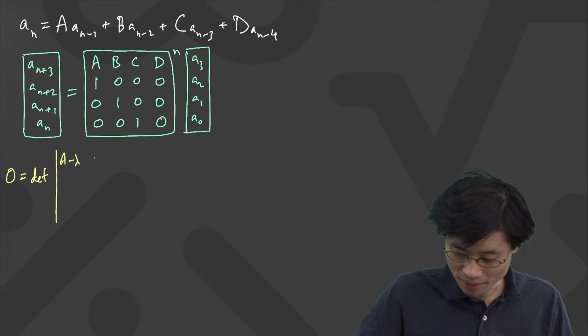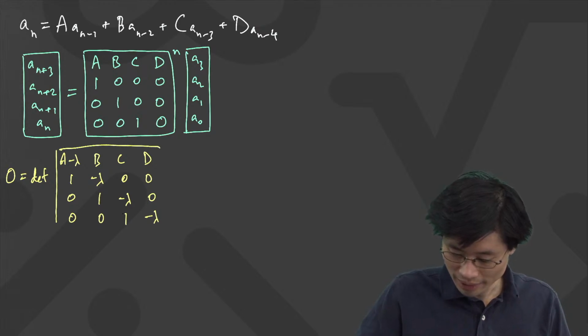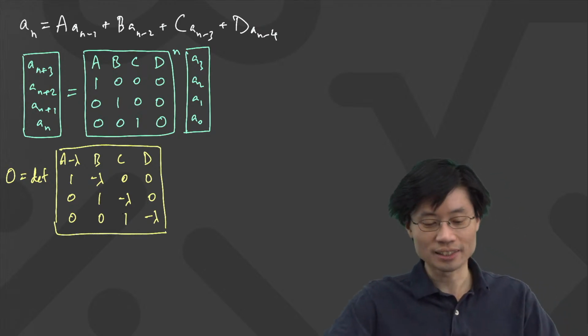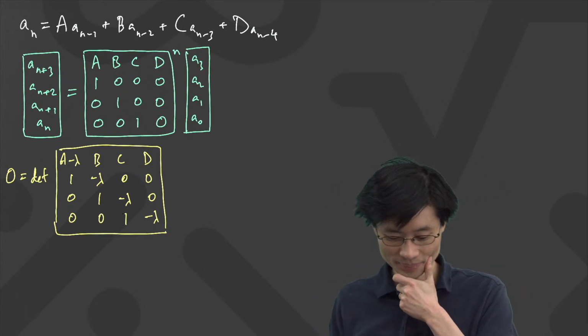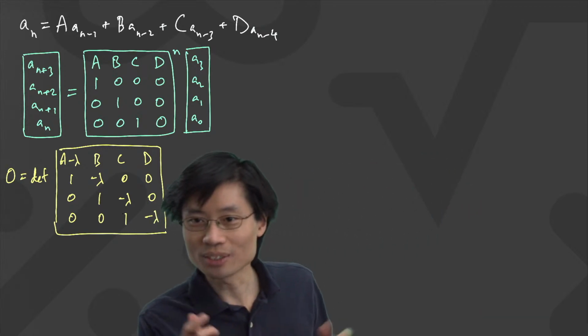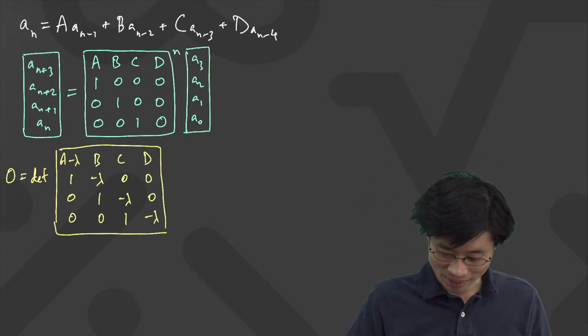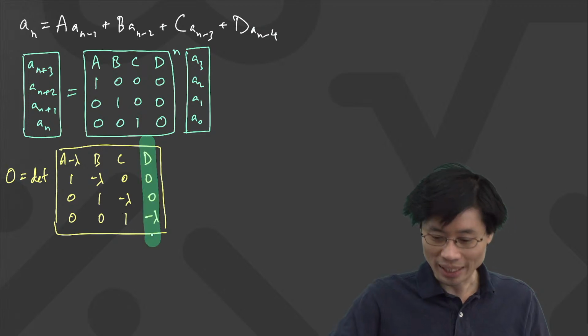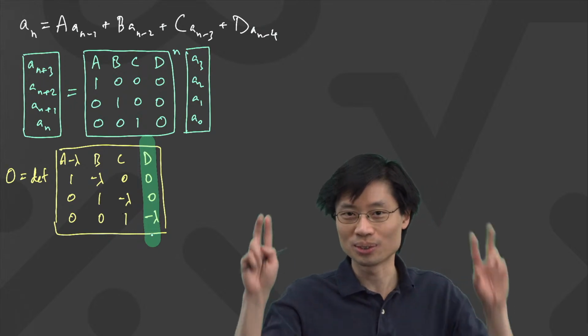A minus lambda, B, C, D; 1, negative lambda, 0, 0; 0, 1, negative lambda, 0; 0, 0, 1, negative lambda. Take the determinant. Cofactor time. What's a good way to expand this by cofactor? We use cofactors twice. You could, but just because we're short on time, I liked what you did last time. I want to do that same cofactor again. Right column. Any column is okay, but this column is going to be nice because I'm going to use induction.